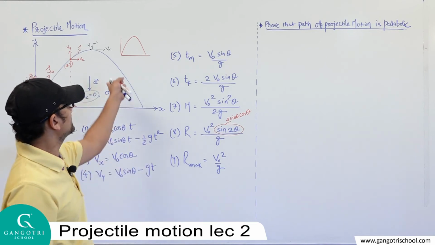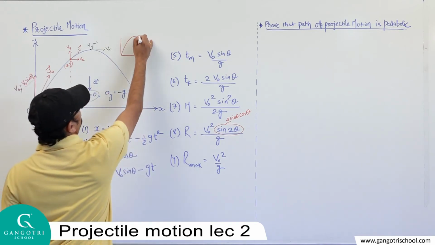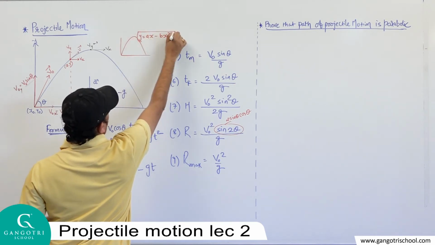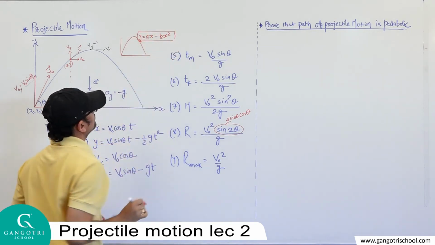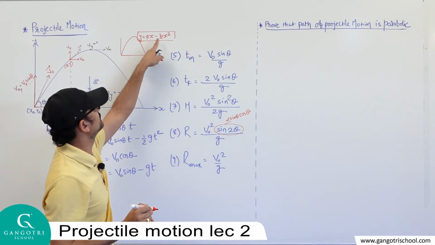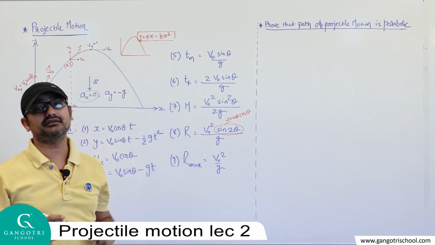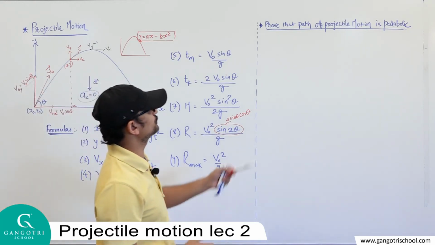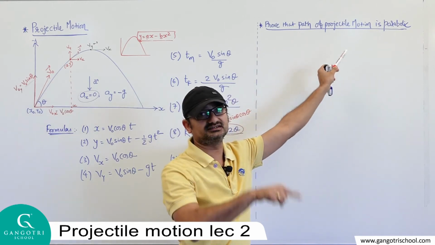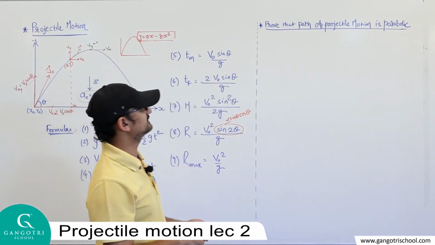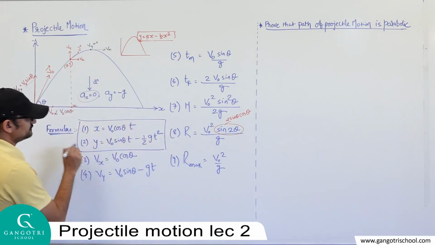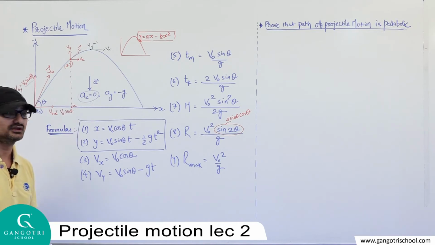So the equation of a parabola is y equals ax minus bx square, where a and b are constants and x is the variable. This equation represents the parabolic path. So here we would like to prove that the path of projectile motion is a parabolic path. Let's derive this, let's prove it. We use these two equations, dear student, first and second equation.